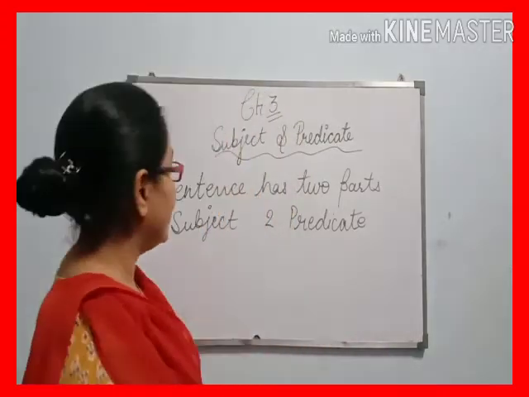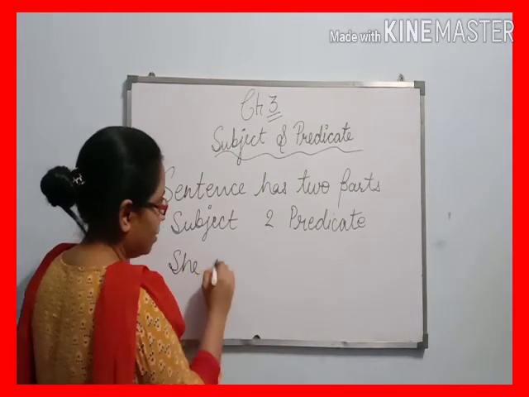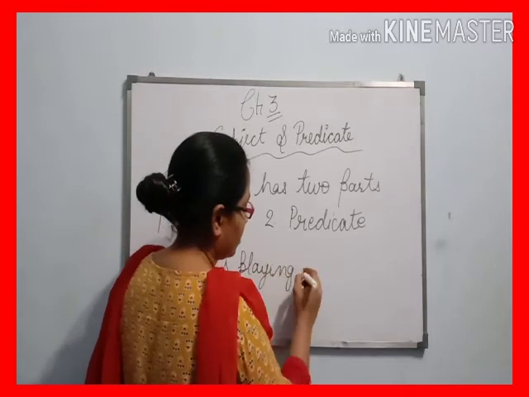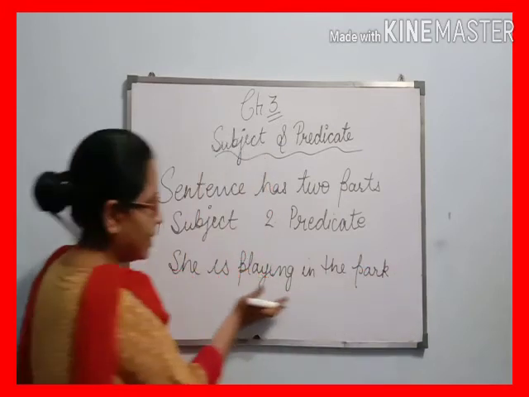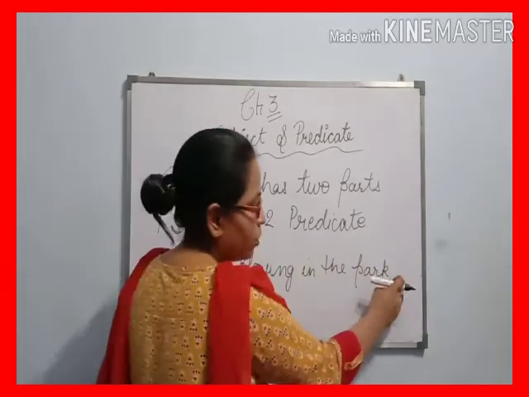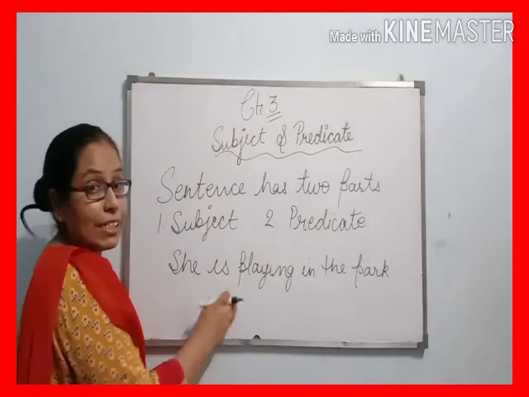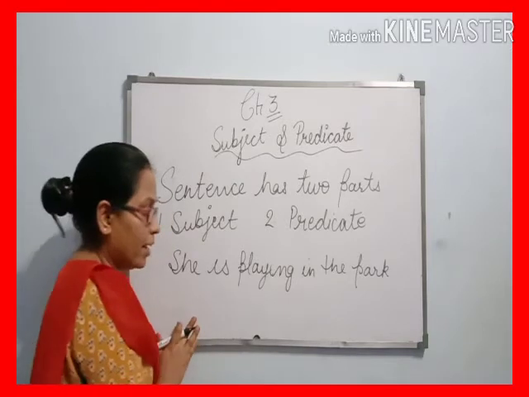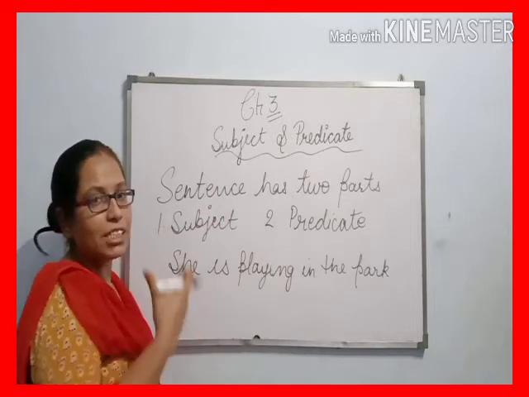But in one sentence, what is subject? If I write here one sentence, she is playing in the park. So you can see I wrote a group of words which begins with a capital letter and ends with a full stop. One more thing you can identify in this sentence, that it is a simple statement or a declarative sentence. Now beta, in this sentence we have to identify what is subject and what is predicate.